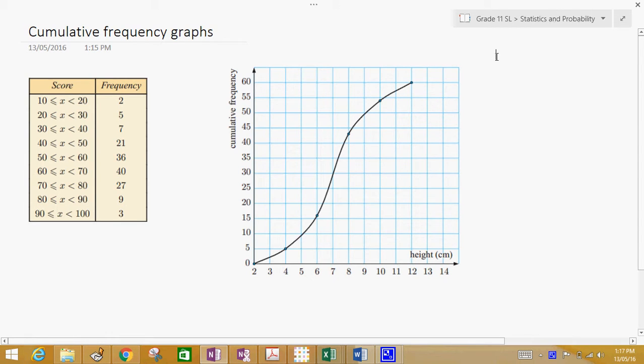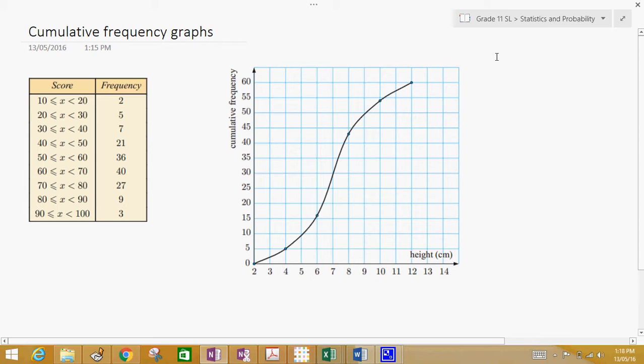Today we're looking at cumulative frequency graphs. And typically IB gives two kinds of questions when they're dealing with cumulative frequency graphs. One, they give you data and you have to create the graph, or they give you the cumulative frequency graph and you have to analyze it. So we'll look at both types of questions.